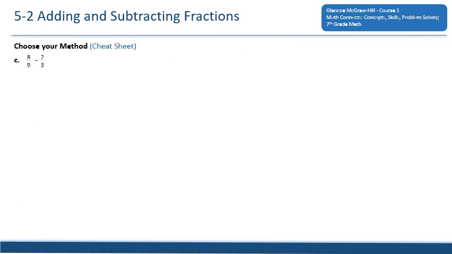Fusion method, 8/9 minus 2/3. We're going to use prime factorization to find the least common denominator of 9 and 3. And you may already recognize right now that 9 is a multiple of 3. So 9 will be the least common denominator. But if we're going to do the math, the prime factors of 9 are 3 times 3, or 3 squared. And the prime factors of 3 is 3. So we have 3 squared and 3.